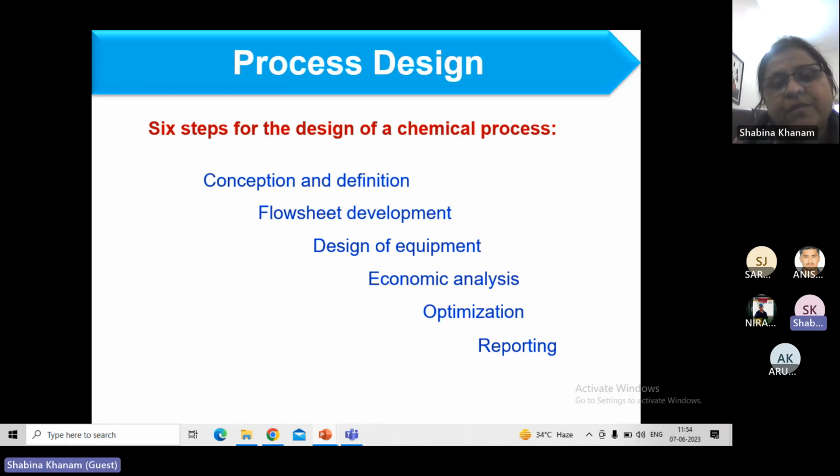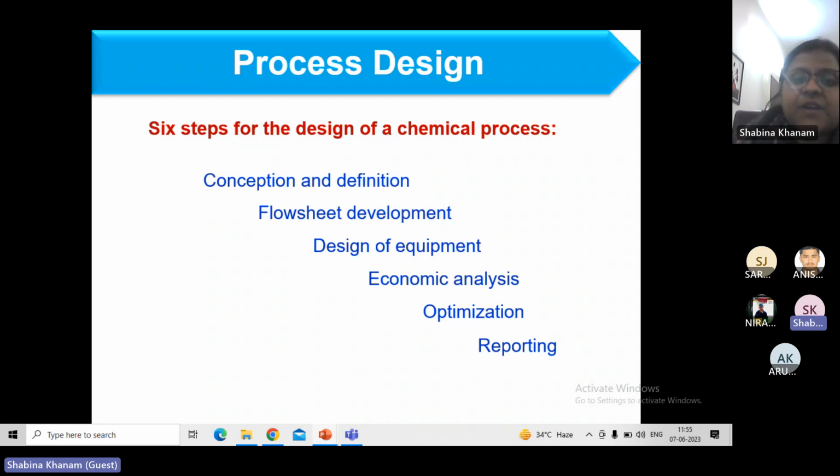I hope you understand what I'm trying to explain. You have conception, you have done definition, and based on that you have done the flow sheet. Once you have done the flow sheeting, you already have the idea of the equipment placed in the flow sheet. It could be a reactor, it could be a separator, in the sense of a distillation column, whatever. A heat exchanger could be there, pumps could be there. So flow sheeting will tell you what exactly equipment you need in the flow sheet.